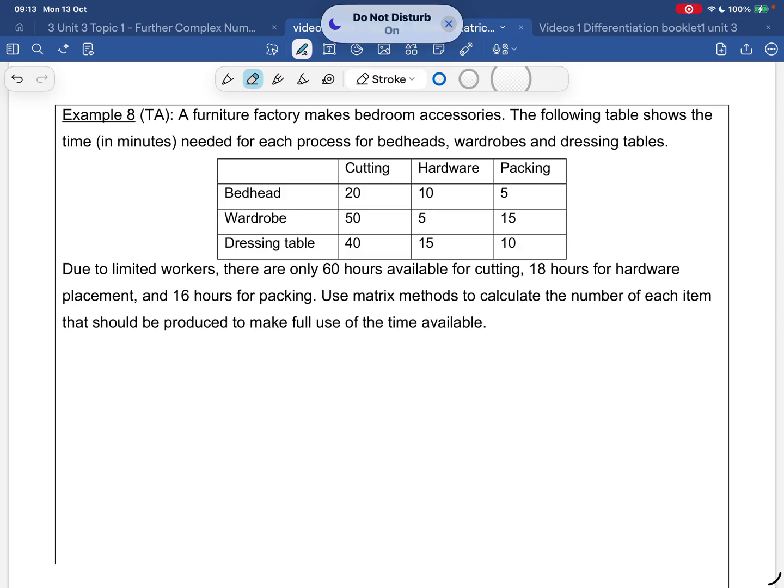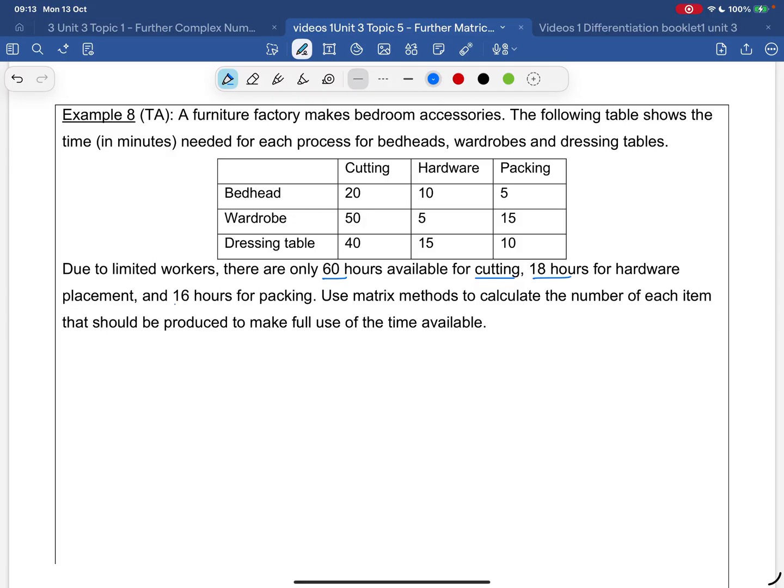Alright, a furniture factory makes bedroom accessories. The following table shows the time in minutes needed for each process for bed heads, wardrobes, and dressing tables. Due to limited workers, we've only got 60 hours available for cutting. We've got 18 hours for hardware placement, and we've got 16 hours for packing.